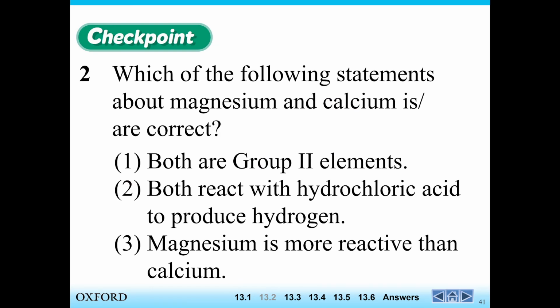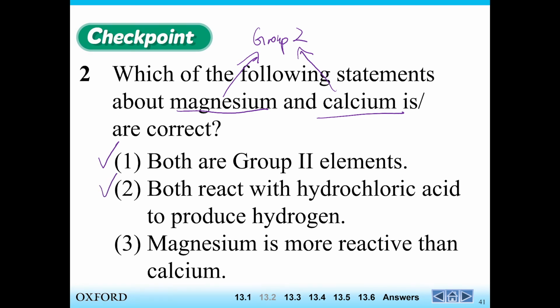Option 2, which of the following statements about magnesium and calcium are correct? Magnesium, we just learned it's in group 2. Calcium is also in group 2, but calcium is lower. Okay, let's look at our options. Both are group 2 elements. Yep, that is definitely true. Both react with hydrochloric acid to produce hydrogen. Yep, we just did that experiment. We just saw it. This is true.